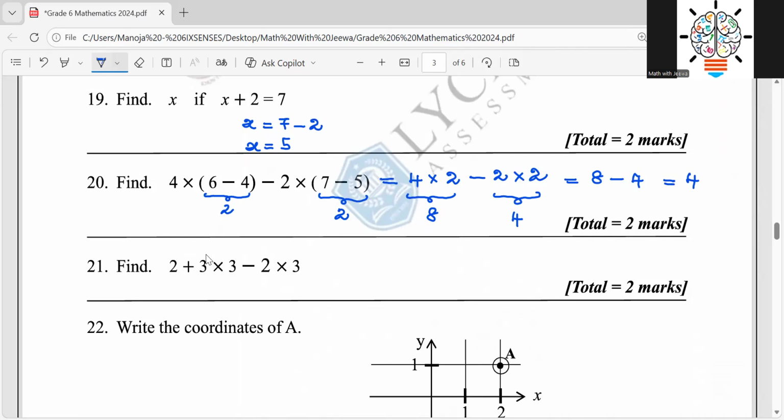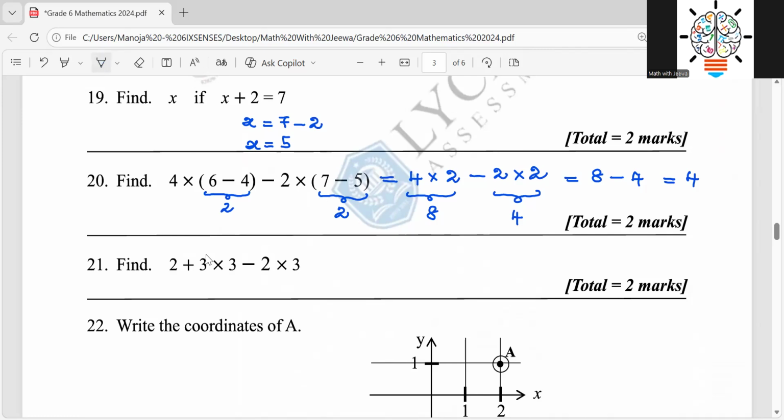First you solve the bracket, 6 minus 4, 2, and 7 minus 5, 2. Then you rewrite the question. 4 times the bracket, instead of the bracket now I write 2. Then minus 2 times the bracket, instead of the bracket I write 2. Then as per BODMAS, bracket, index, division, multiplication, addition, and subtraction, the priority order that we want to deal with, we deal with the multiplication first. Then 4 times 2, 8, and 2 times 2, 4. Then only we can do the subtraction. 8 minus 4, it is 4.